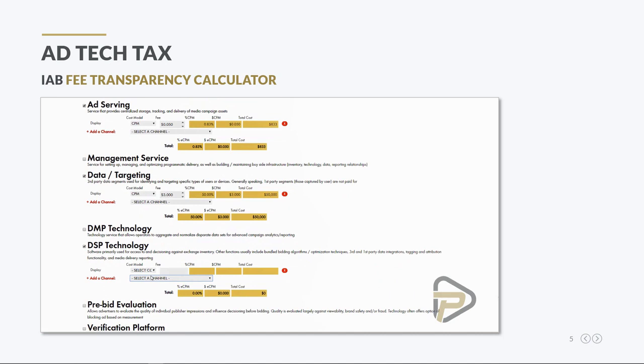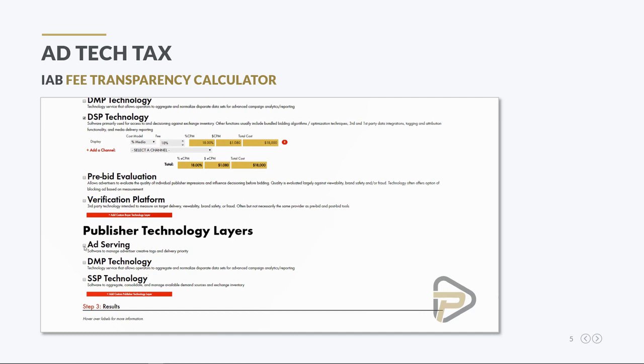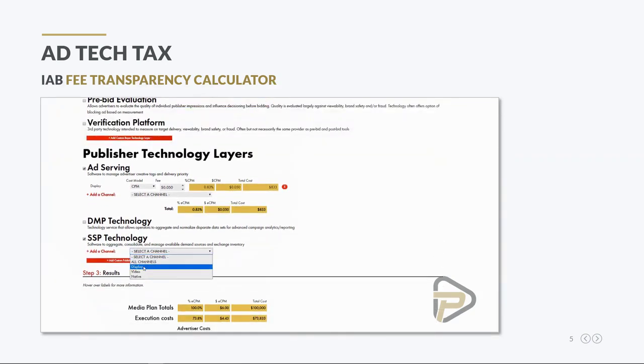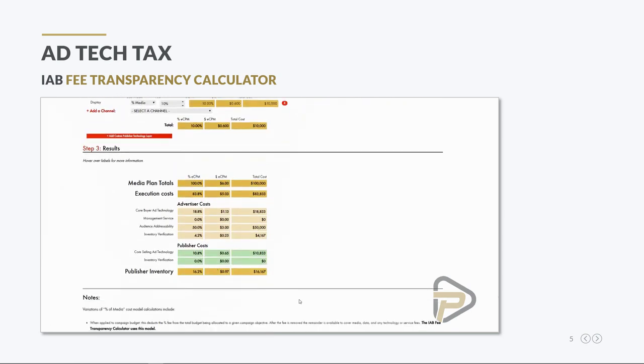Since my agreement with the DSP vendor is to pay a fee of 18% of my media spend, I select percentage of media as the cost model, and insert the 18% fee here. Now, let's assume that the publisher uses an ad server and pays 5 cents per CPM. Also, suppose that the publisher uses a supply-side platform, with which he agreed to pay 10% on the sold media. Now we can see the results of that calculation. Wow, it seems that 84% of the media budget went to the ad tech vendors, while only 16% went to the publisher. In other words, the publisher got only $16,000 out of $100,000.